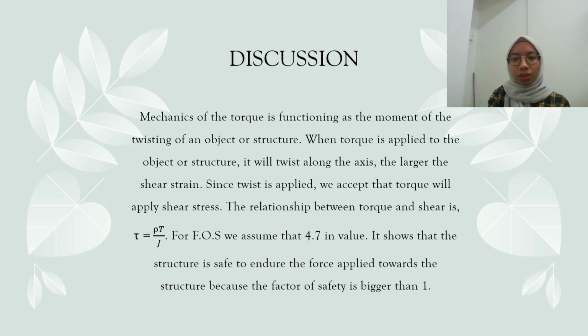Okay, for discussion, the mechanics of torque is functioning as the moment of the twisting of an object or structure. When torque is applied to the object or structure, it will twist along the axis, and the larger the torque, the larger the shear stress. Since twist is applied, the torque will produce shear stress. The relationship between torque and shear stress is given by shear stress equal to radius multiplied by T divided by J.